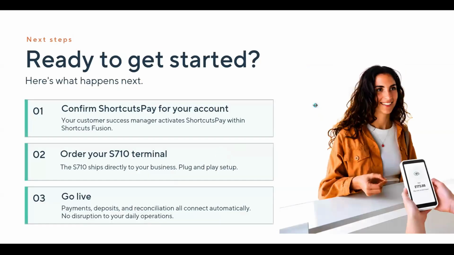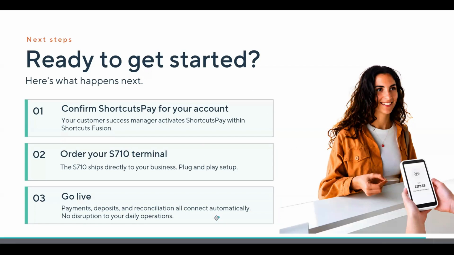Okay, so the next steps, ready to get started. Here's what happens next. First of all, confirm you've got Shortcuts Pay on your account or just drop us an email. Your customer success manager activates Shortcuts Pay within Fusion. We order the F710 terminal. It ships directly to your business. It's plug and play setup, but we can always talk you through. Go live, okay? Payments, deposits, and reconciliation all connect automatically, with no disruption to your daily operations.